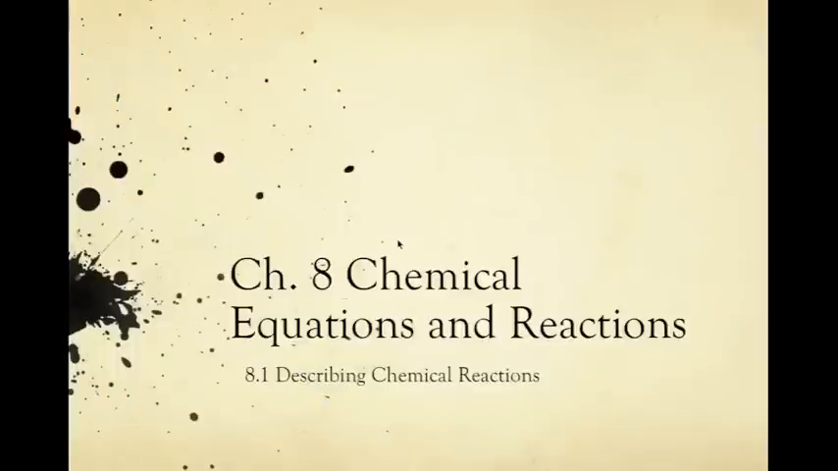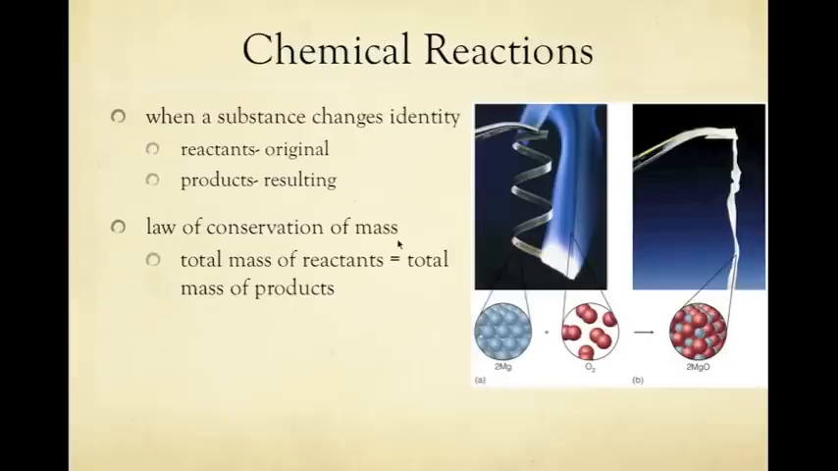All right, guys, we're going to go ahead and start talking about Chapter 8, looking at chemical equations and chemical reactions. Now, a chemical reaction, we talked about at the beginning of the year, we said that what it does and what's different than a physical change is that when a substance has a chemical reaction, it changes its identity. It changes into something completely different, something new, something that's very hard to reverse.